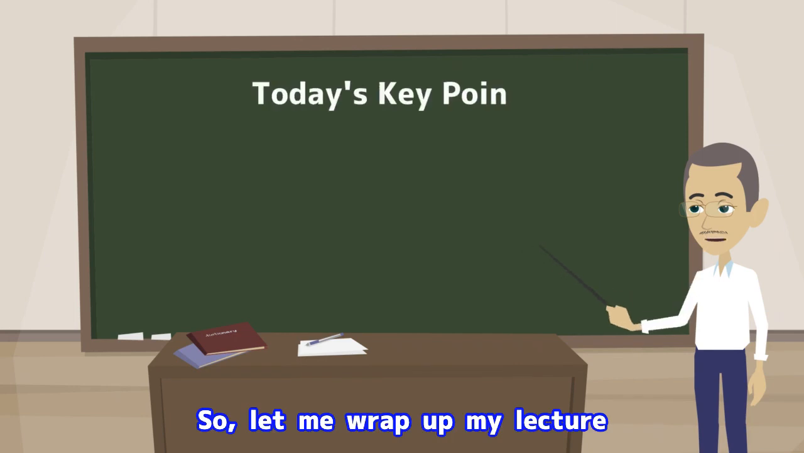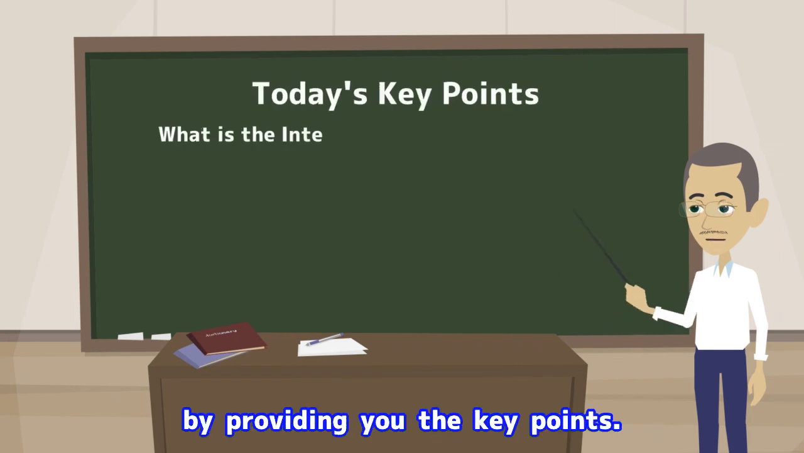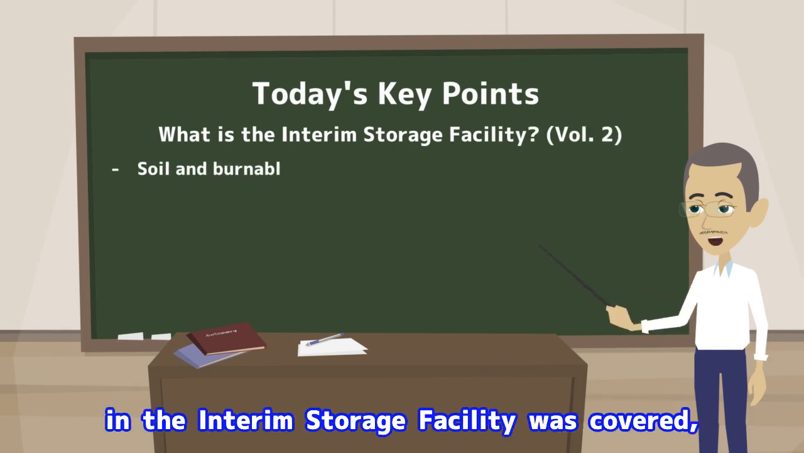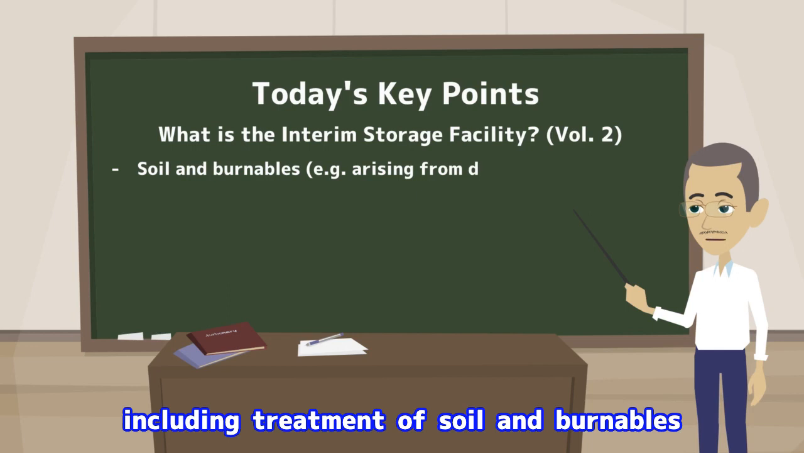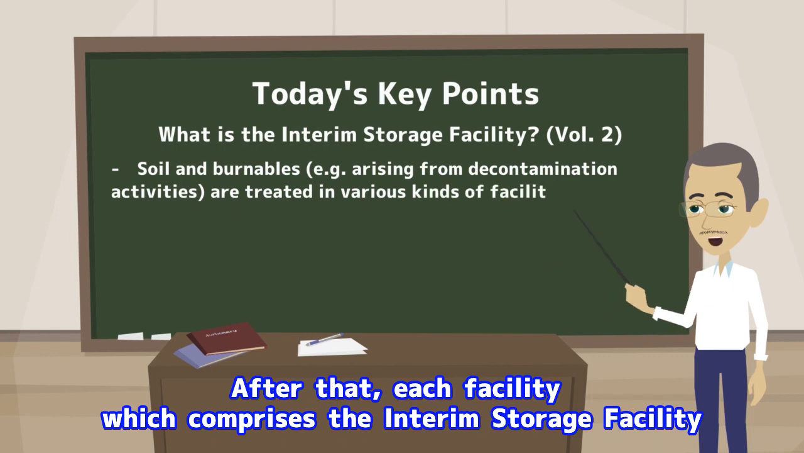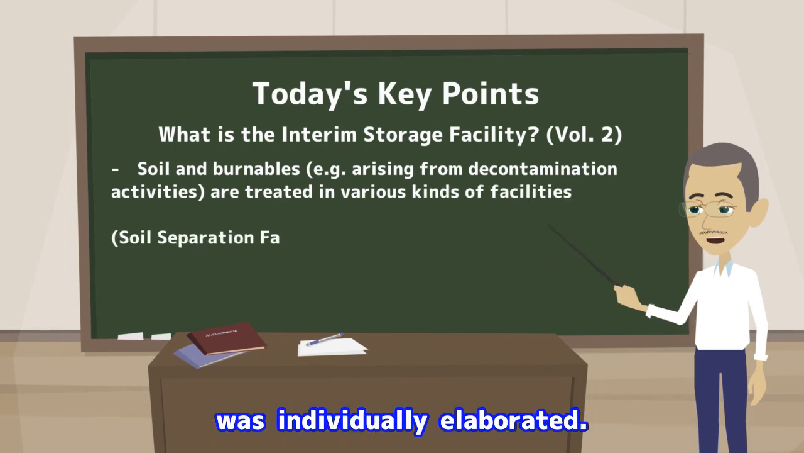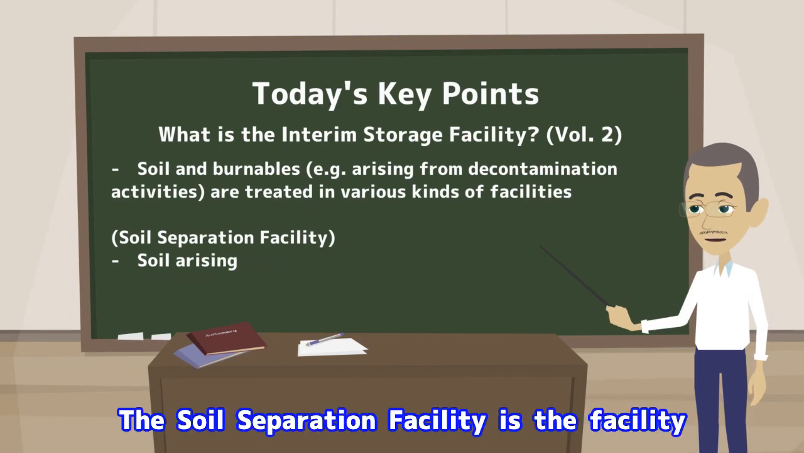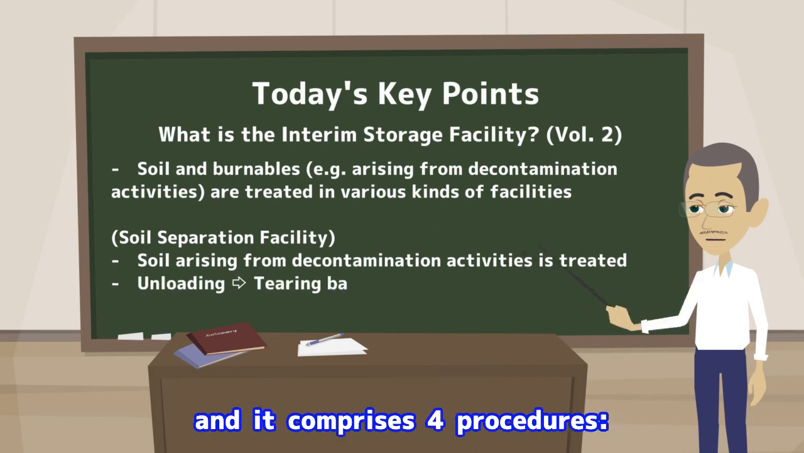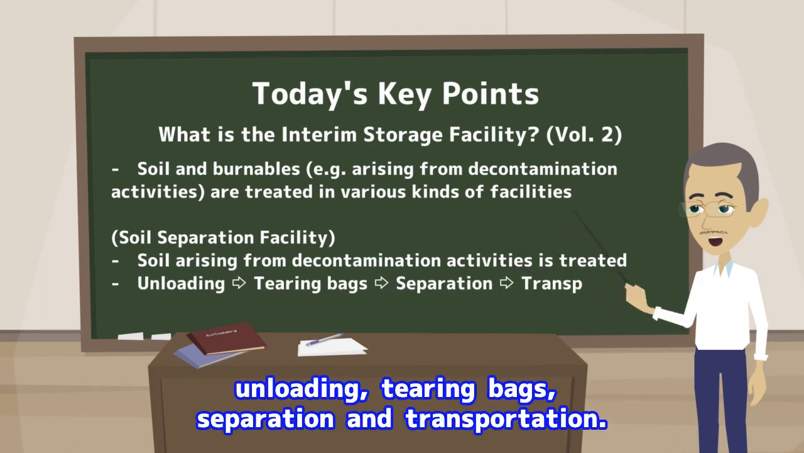So, let me wrap up my lecture by providing you the key points. Today, first of all, overview of the whole procedures in the interim storage facility was covered, including treatment of soil and burnables arising from decontamination activities. After that, each facility which comprises the interim storage facility was individually elaborated. The soil separation facility is the facility to treat soil arising from decontamination activities, and it comprises 4 procedures: unloading, tearing bags, separation, and transportation.